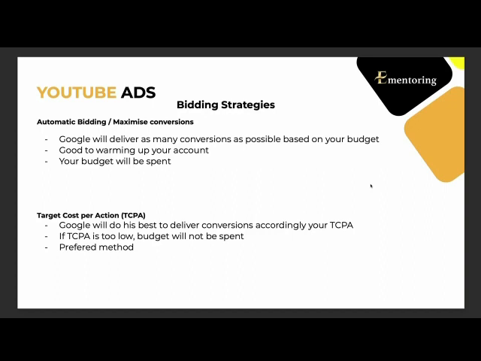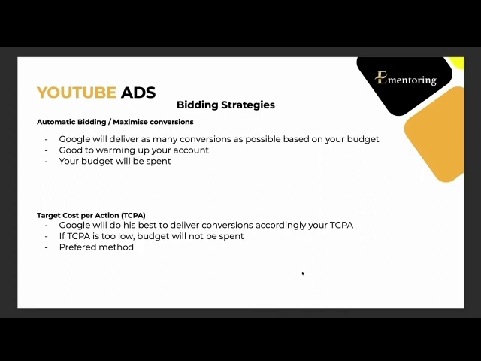The second option we have is called target cost per action, also called TCPA. With this option, you actually have to enter a bid. So you have to tell Google how much you can afford for a conversion. Of course, if your bid is too low, your budget will not be spent. And if your bid is too high, then you might have some conversions, but they will be very, very expensive. So the goal here is to find out what's the ideal TCPA. And I will teach you how to do this when I'll be setting up the campaign with you guys.